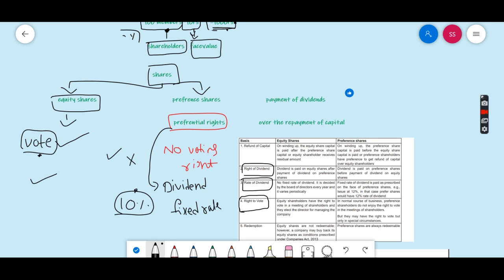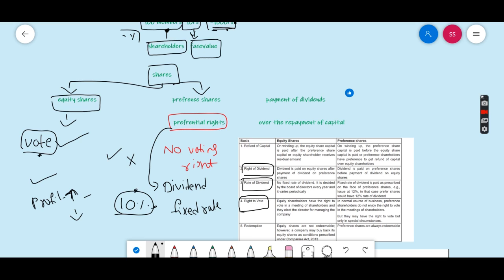Whereas for equity shareholders, there is no fixed rate. If your profits are very high, and after distributing the dividend to the preference shareholders your profits are still very high, then you will get a high dividend rate. If your profits are very low after distributing to the preference shareholders, then you will get a low dividend. It depends. So there is no fixed rate for them. Whereas for the preference shareholders, there is a fixed dividend rate.